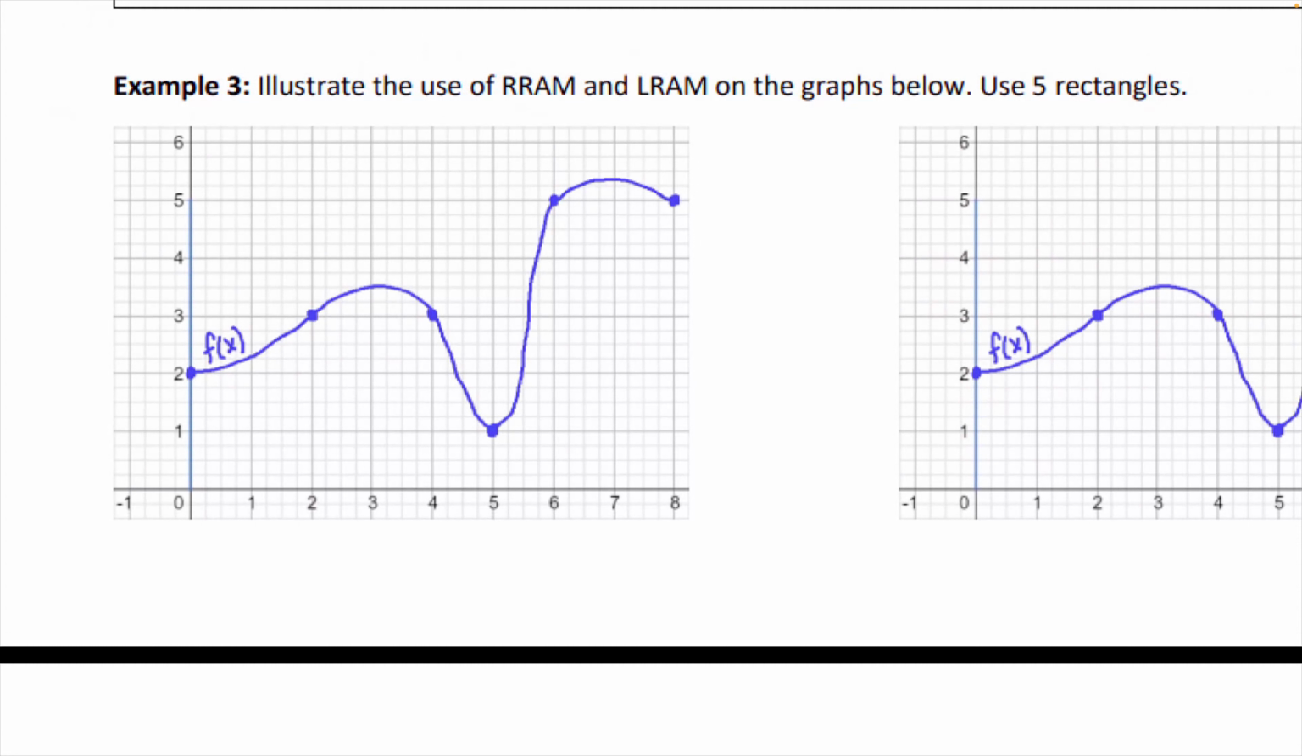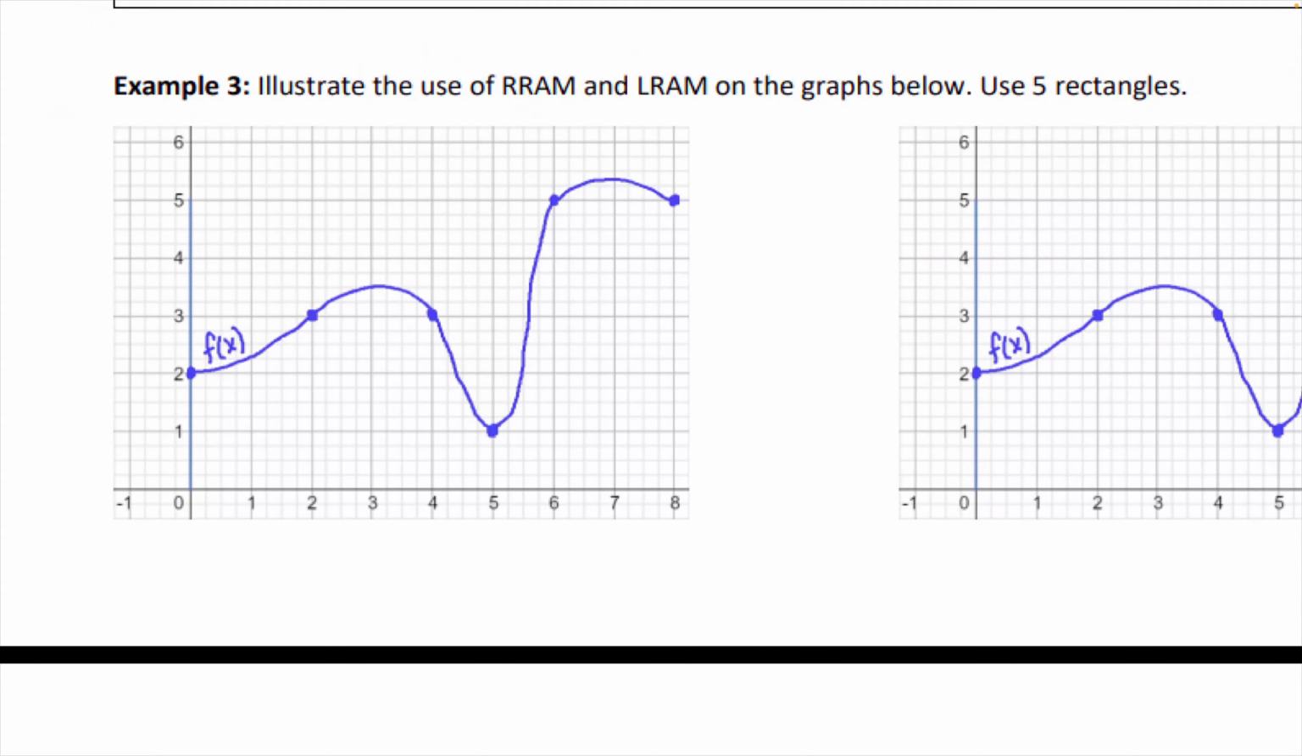So can I have a rectangle that's 1? Yeah. Can you have one that's 2 width? Yeah. Can you have one that's 1.5? Sure. As long as there's 5 rectangles and the top right corner of each of those rectangles touches the blue. So again, there's a couple different ways to do this if we're using only 5.